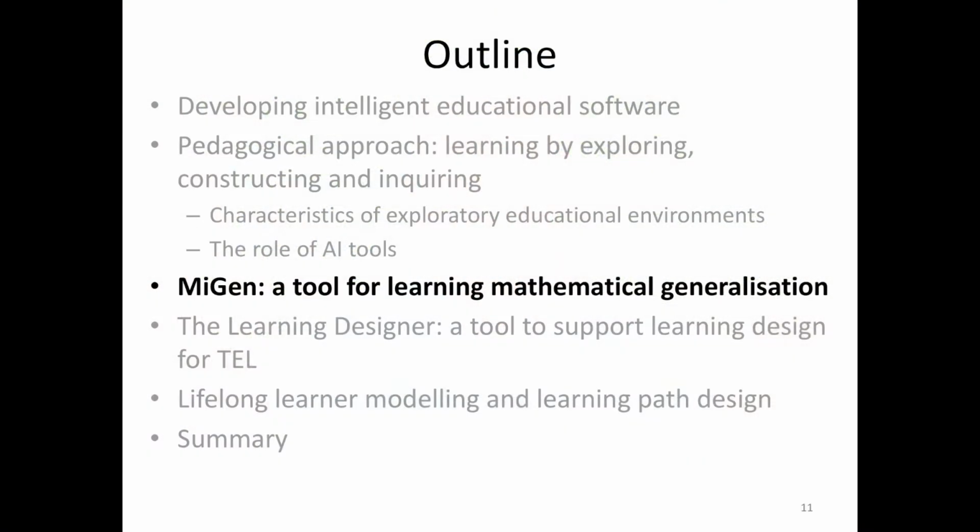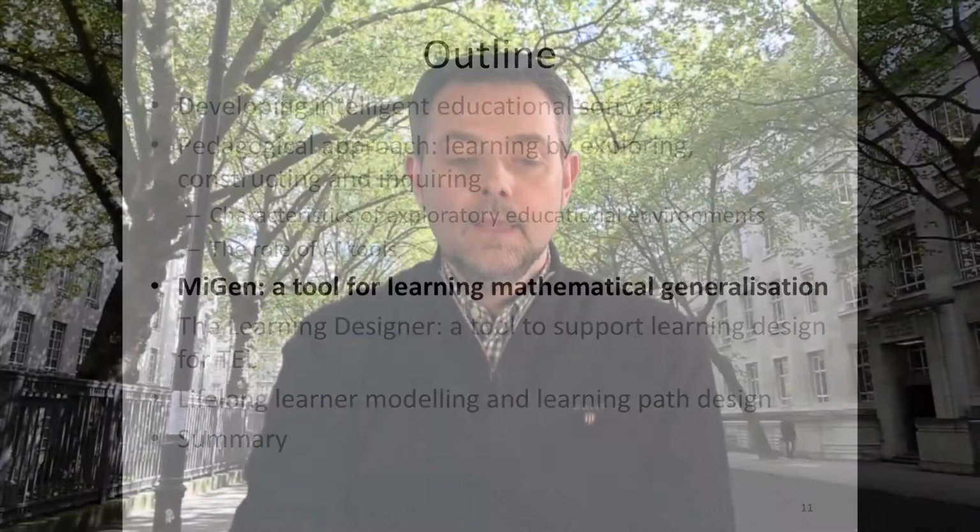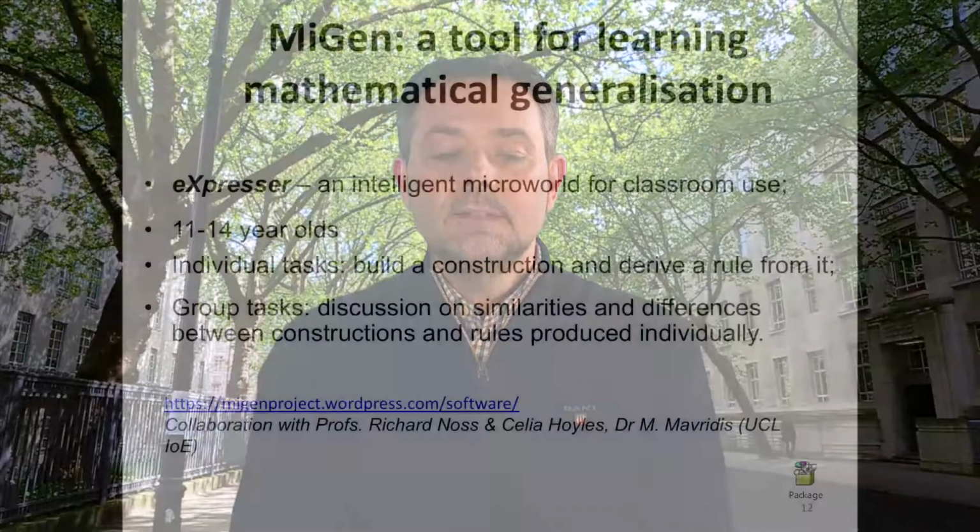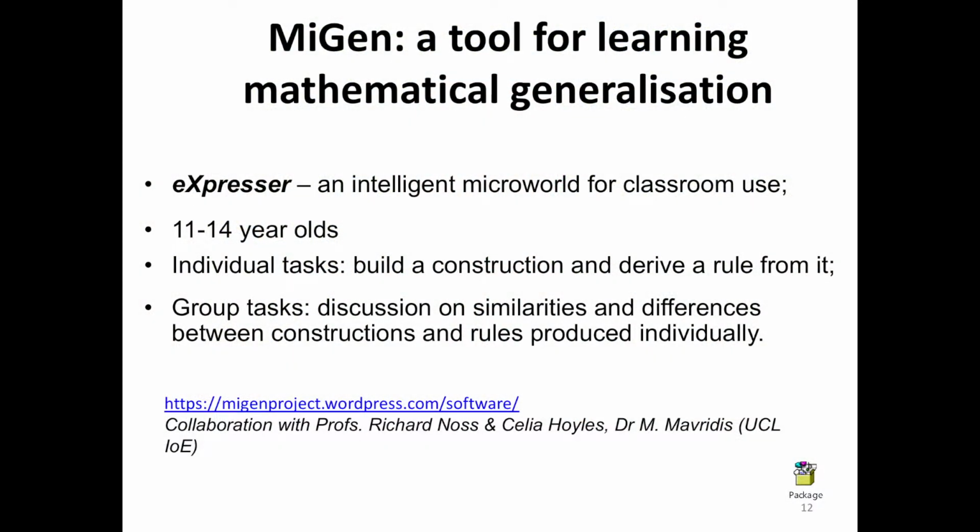So I'm going to start by giving a quick overview of one of the tools we developed in the context of the MyGen project. It's a tool for learning mathematical generalization. I'm going to focus on a particular component of this tool. It's a complex tool. It includes several components. So I'm going to talk just about one of them. It's called Expressor. It's an intelligent microworld which is used in classrooms. The audience of this tool is 11 to 14 years old.